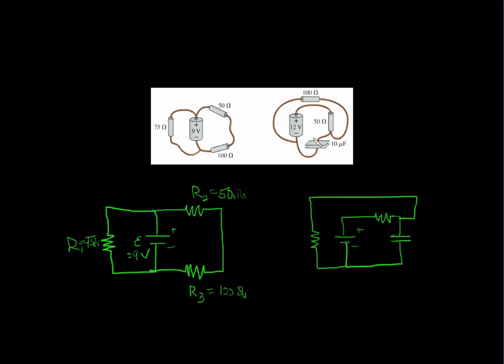Let's see, did we get everything? Resistor, capacitor, resistor. Yeah, looks good. All right, so then we could go around and label all this stuff. But that's basically it.